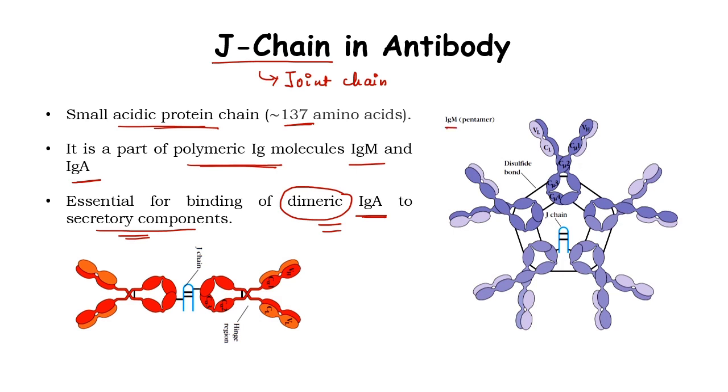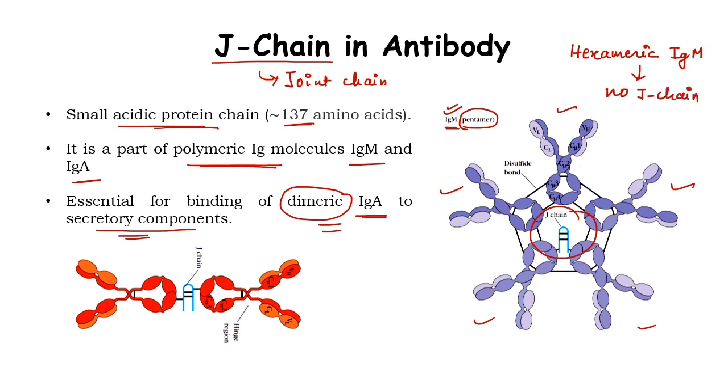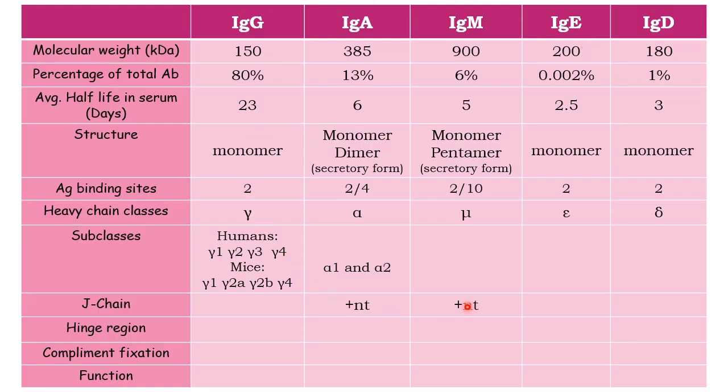Also, if you talk about IgM, secretory form of IgM, which is pentameric in structure, many research articles have reported that when all the 5 subunits of IgM arrange into a pentameric structure, then only this J chain binds to this pentameric structure. That is, here also it might not be required for the polymerization of this IgM molecule. However, this J chain is not present in the hexameric IgM. Hexameric IgM does not have J chain. So among all the 5 different classes of immunoglobulin, J chain is present in IgA and IgM.